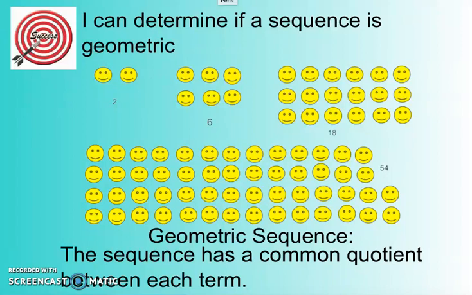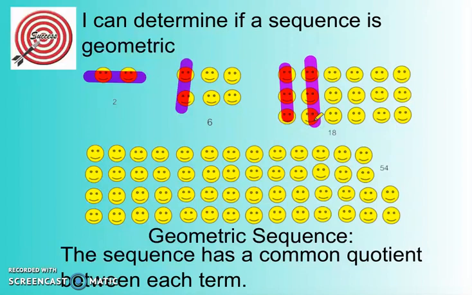Well, what I notice is that if I start off with the first term, or the first group, there are 2 in that group. If I take that 2 and highlight it in this next group, I notice that it takes 3 of them to get to 6. Then if I take this group of 6 and highlight that in this group, I notice that it takes 3 of these, see there's 3 6s, to make 18.